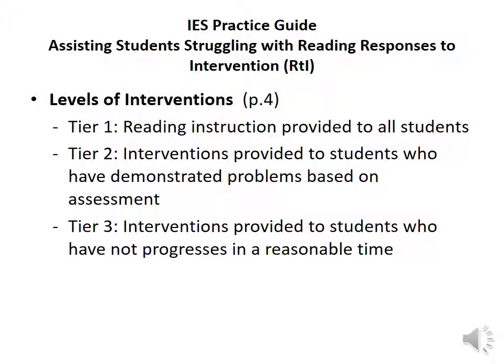There are three levels of interventions. Tier 1 is the reading instruction that you provide to all students. Tier 2 are the interventions that you provide to students who have demonstrated problems, based on assessment of those students. And Tier 3 are interventions provided to students who have not progressed in a reasonable time.